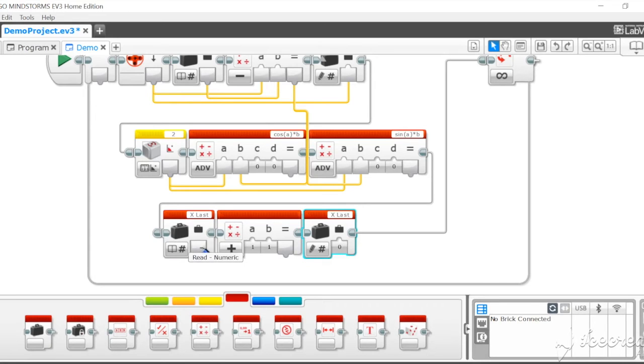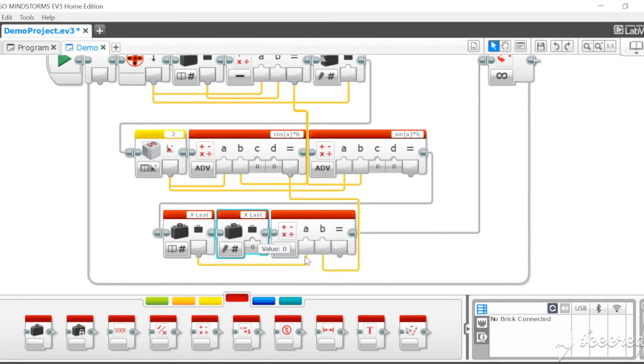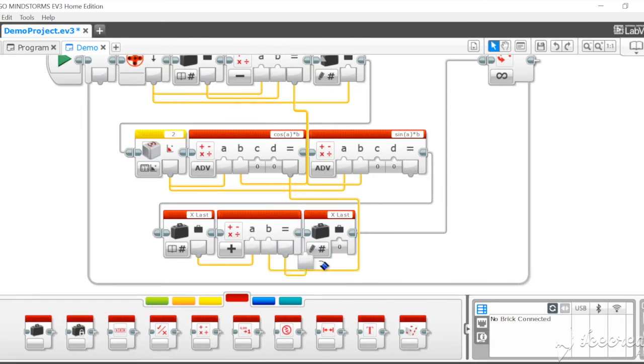Now take the Y from the last X and put it into the plus. Then take the result of this cosine maths block and bring it into this plus section. Oh, oops. And plug in the result of that into X last, and that'll give you the X coordinate. And so this will be your total X coordinate, not just the change. So you'll get it to accumulate. And so that's now all of the maths you've done for the X.